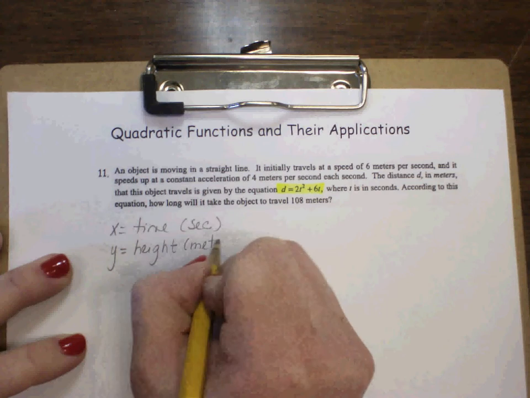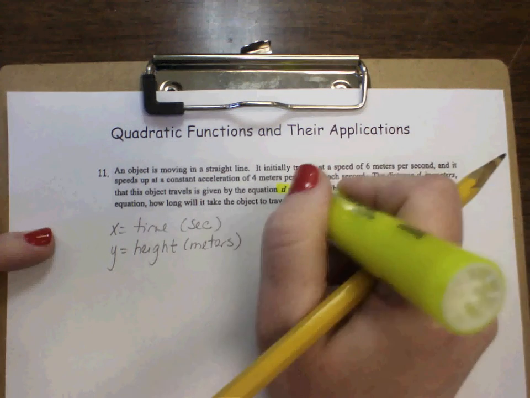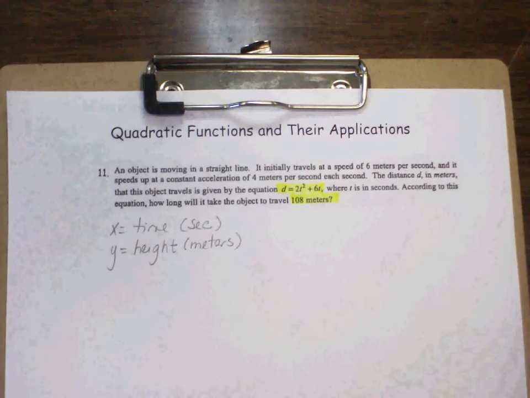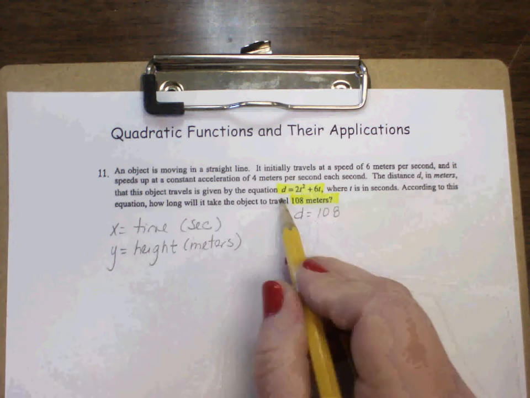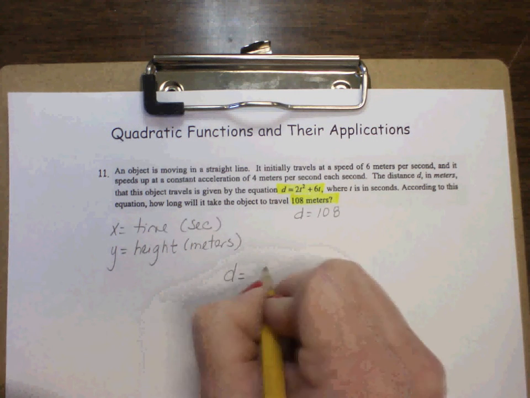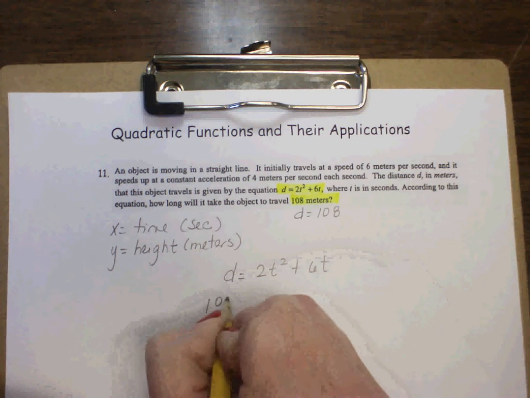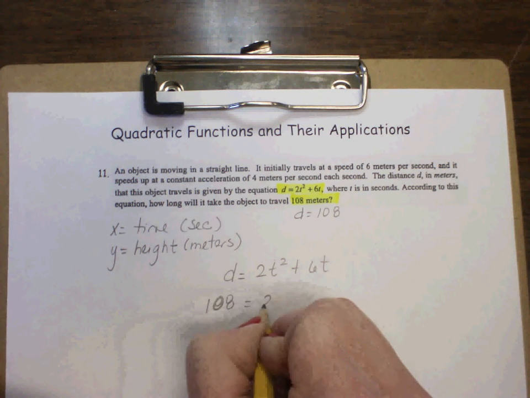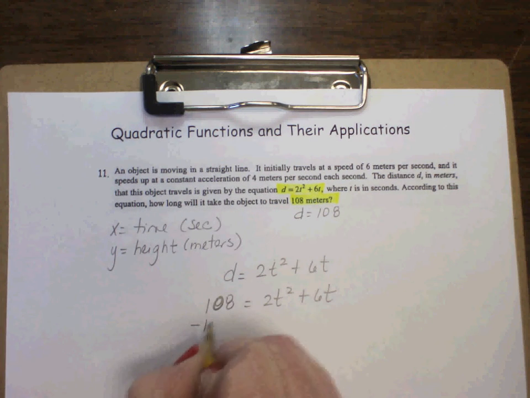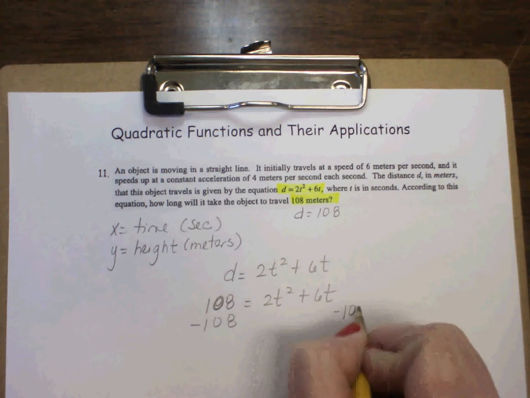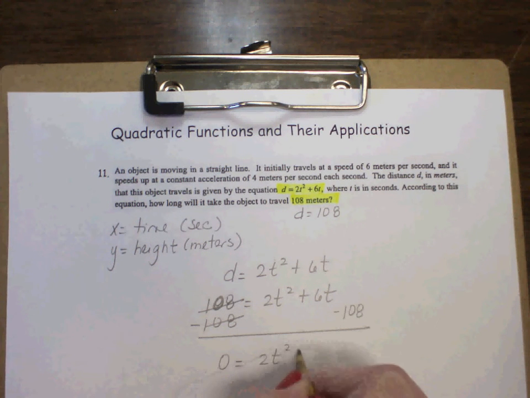And how do I know? Because it's asking you, according to this equation, how long will it take for the object to travel 108 meters. So you have that the distance would be 108. So let's plug it in. Instead of a d, you're going to write 108. Now we're going to say minus 108 on both sides. 0 equals 2t squared plus 6t minus 108.